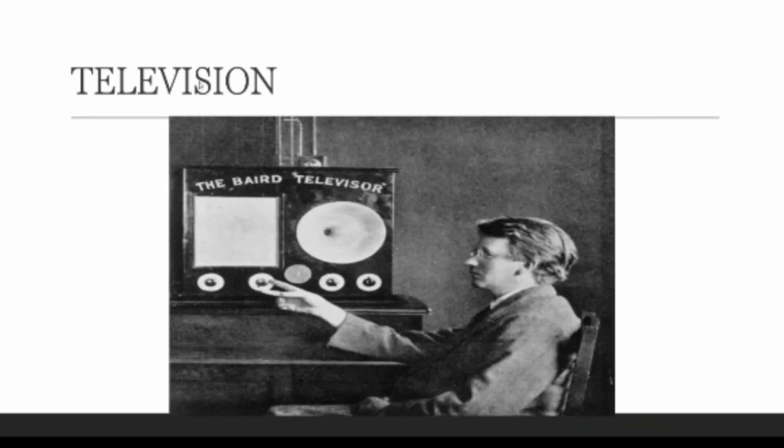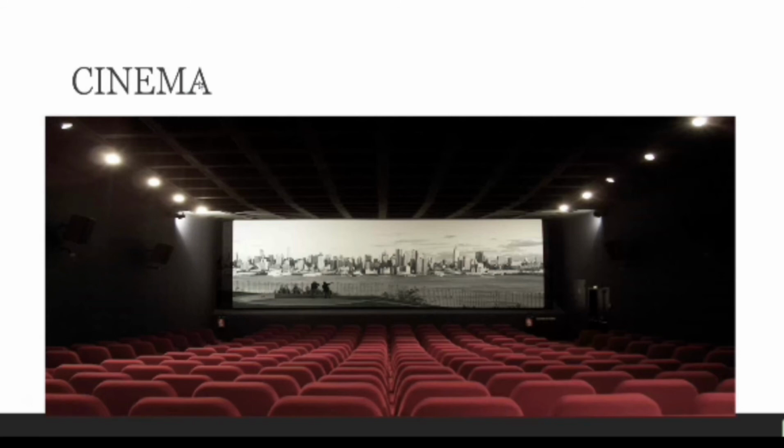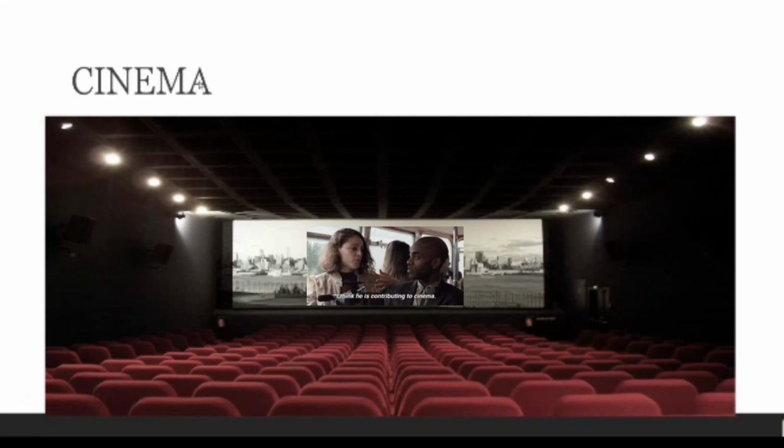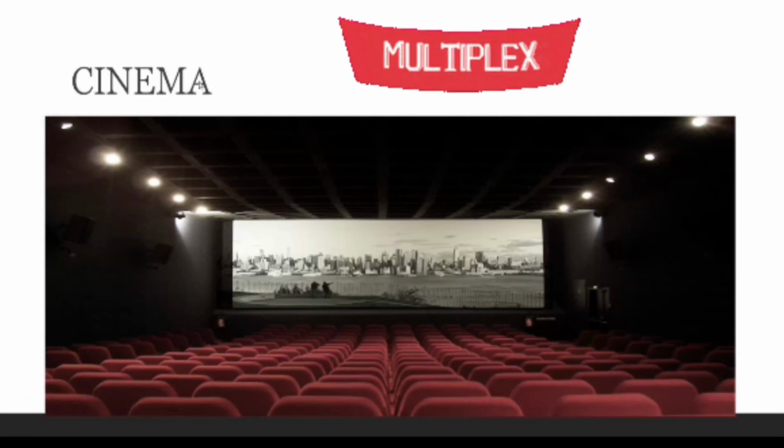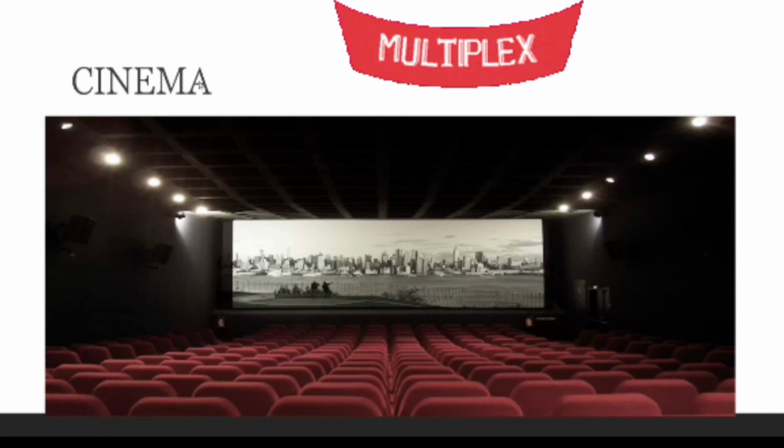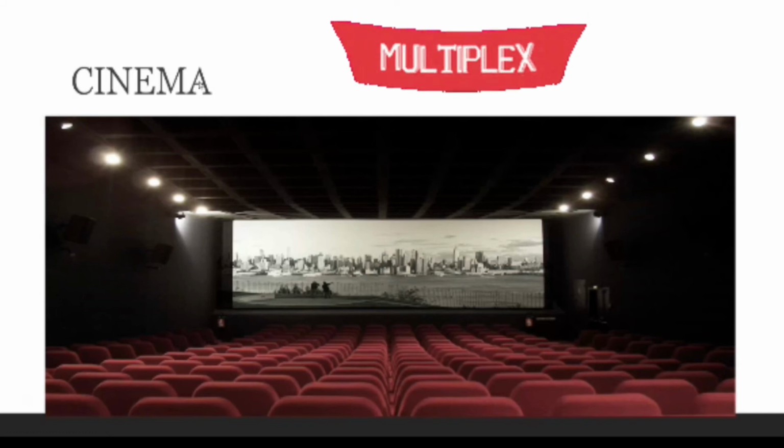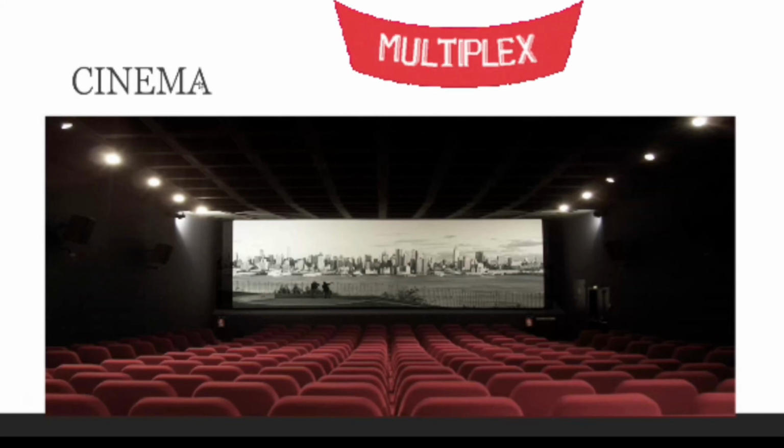Next is cinema. Cinema is an important source of entertainment and mass communication. We can find cinema hall in almost every town and city. In big cities, we can enjoy movies in multiplex. Do you know what is the difference between cinema and multiplex? In cinema, one movie runs at one time, and in multiplex, different halls are there, and different movies are running at different times or at the same time.